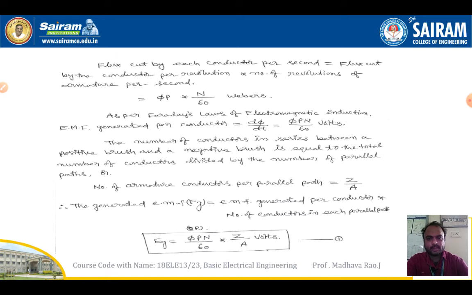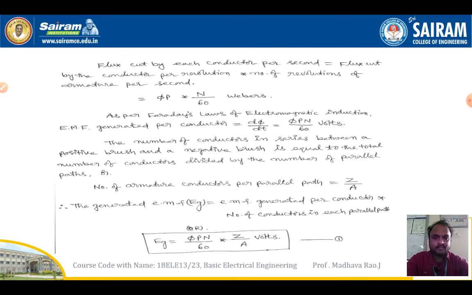Next, flux cut by each conductor per second is equal to flux cut by the conductor per revolution into number of revolutions of armature per second, that is ΦP into N by 60 Webers. As per Faraday's laws of electromagnetic induction, EMF generated per conductor is equal to dΦ/dt, that is equal to ΦPN by 60 volts.